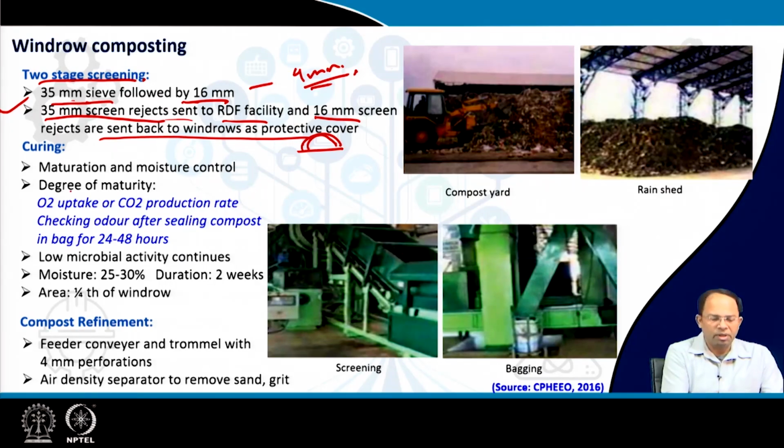Once the screening is over, we leave the compost for curing. We allow the compost to mature, and the moisture also returns to standard values of around 20, 25 to 30%. We leave it for around 2 weeks, and it takes 1/4 of the windrow size, as we told earlier. And here the microbial activity is considerably low. What we need to check at the end is the oxygen uptake of this particular compost and the CO2 production rate. If these are low, then of course the manure is ready.